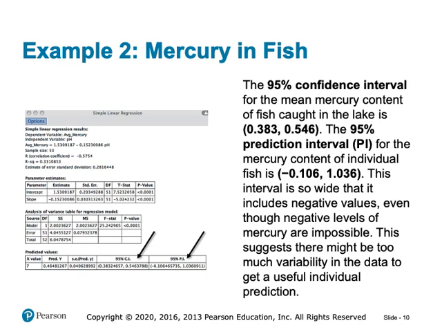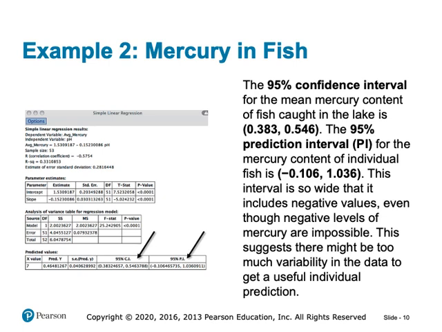2. 95% prediction interval for the mercury content of an individual fish. The 95% prediction interval for the mercury content of an individual fish is given as -0.106, 1.036. This interval is much wider than the confidence interval, which aligns with what we discussed earlier. There is more uncertainty when predicting individual outcomes.